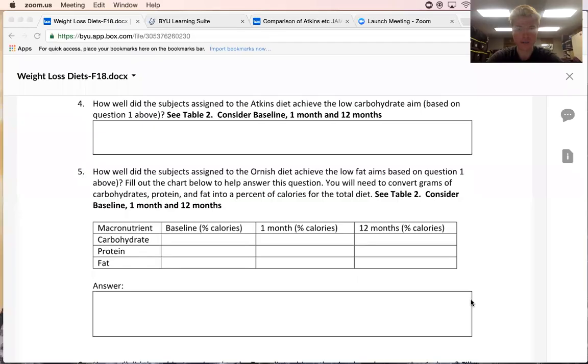So real quick, I just wanted to talk about some of the points of confusion and maybe some quick tips on this first weight loss diets assignment. So let me share my screen here real quick and we will get started.